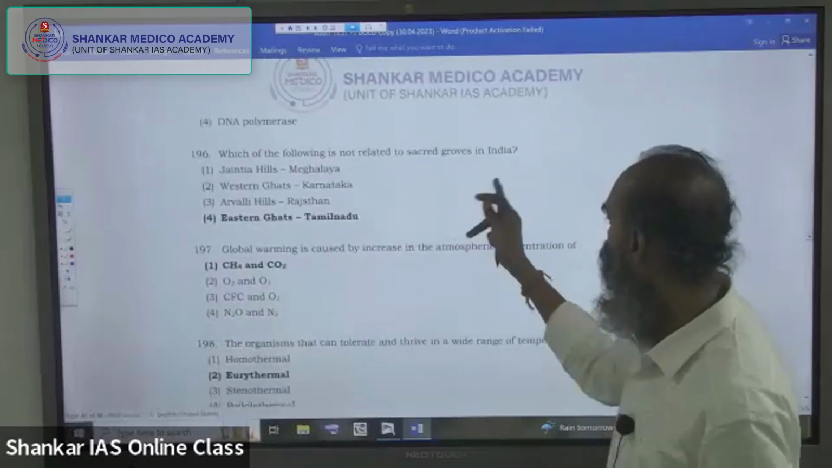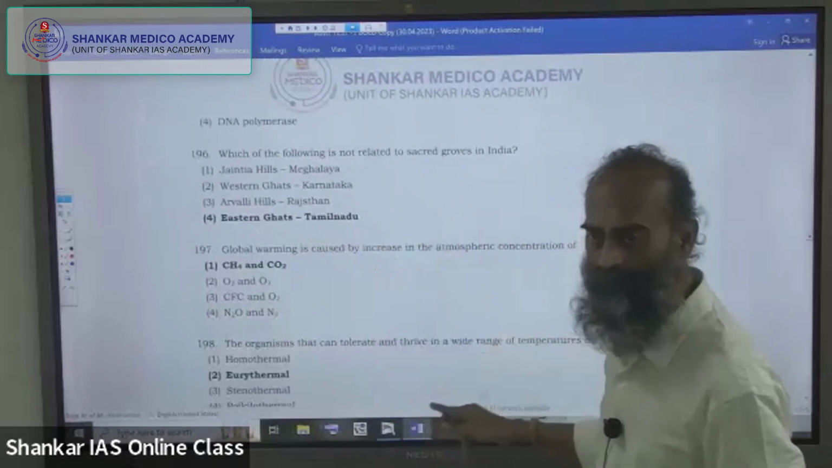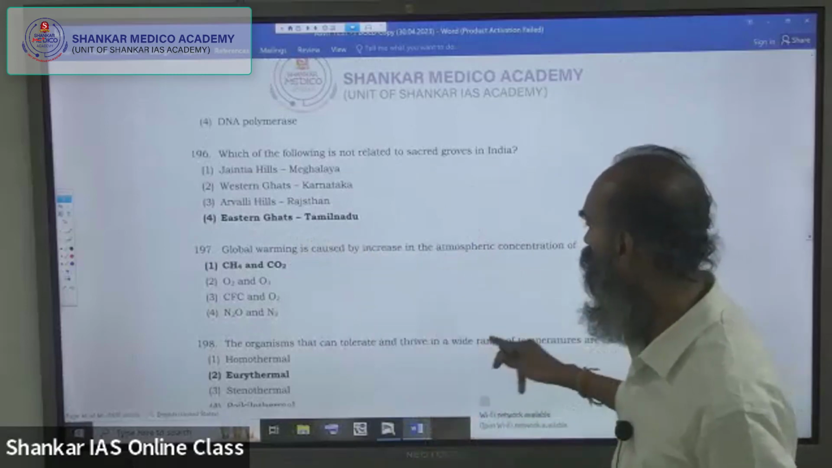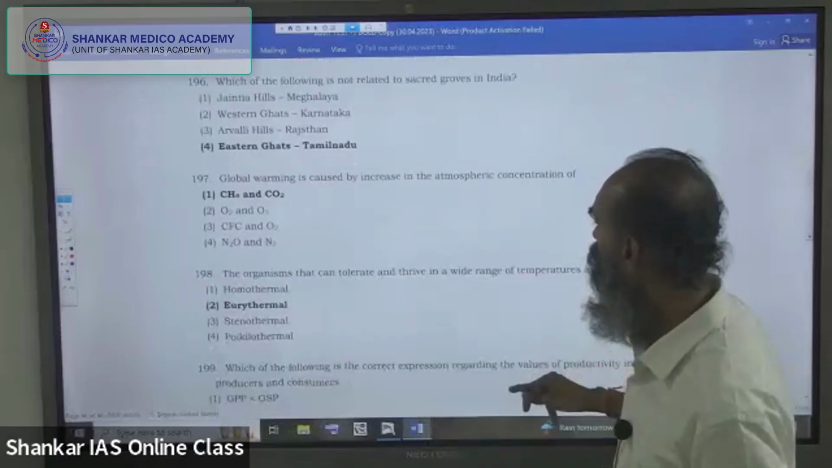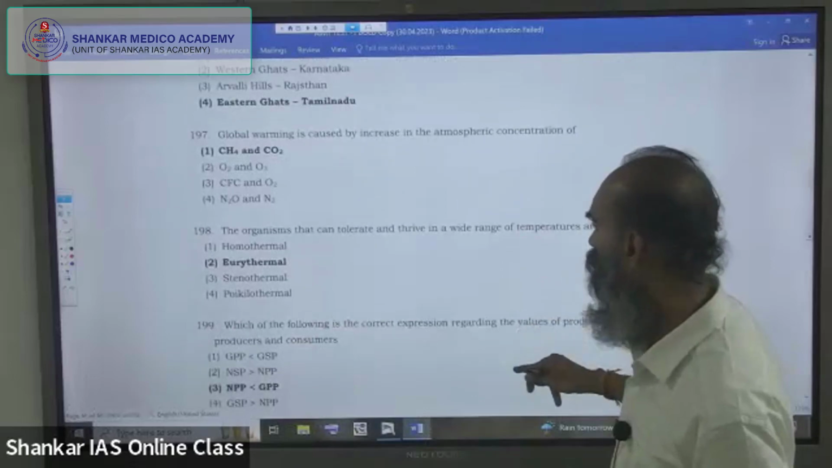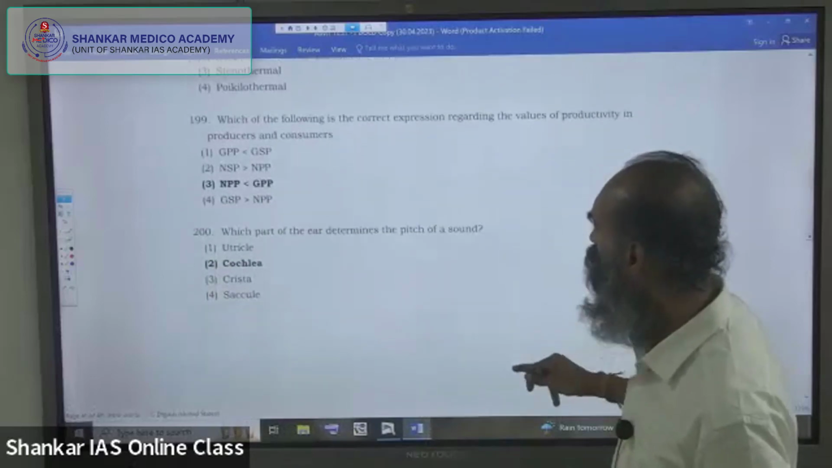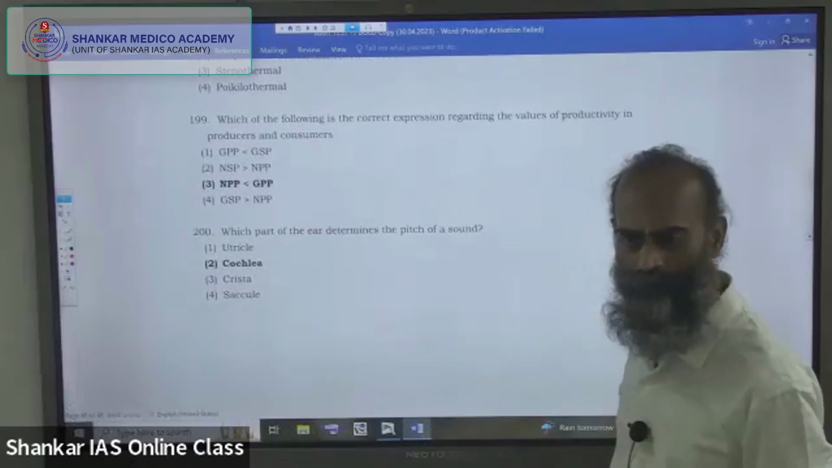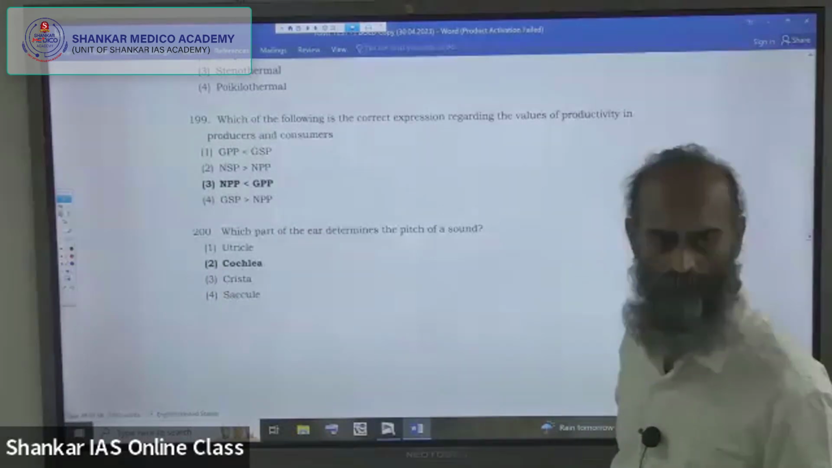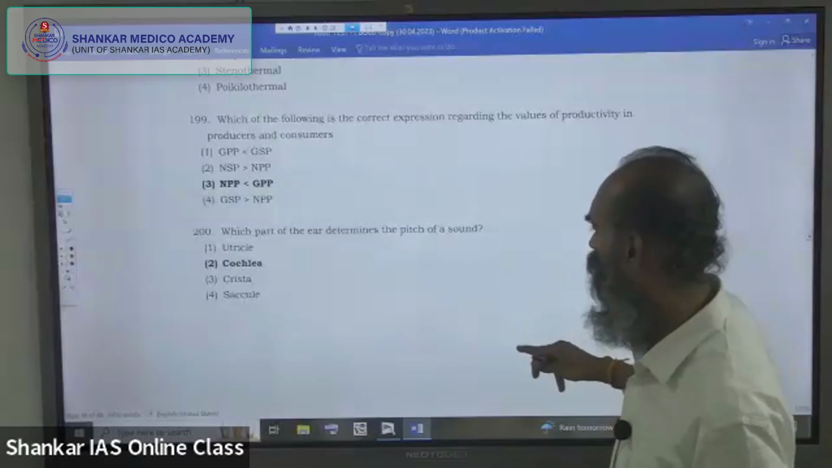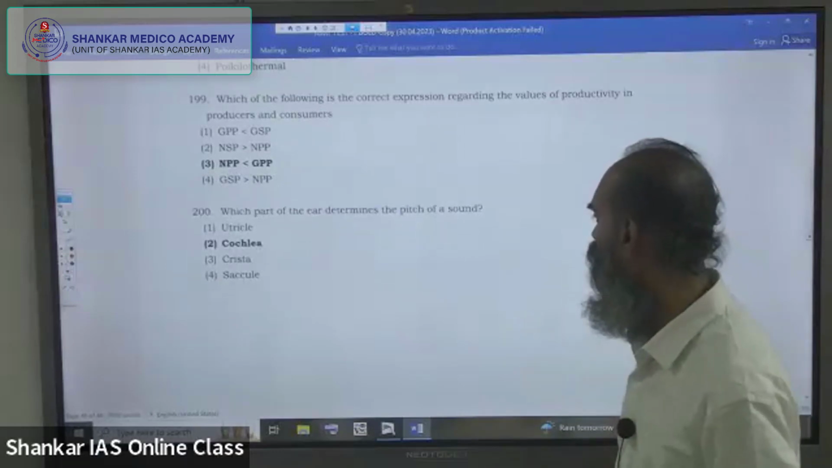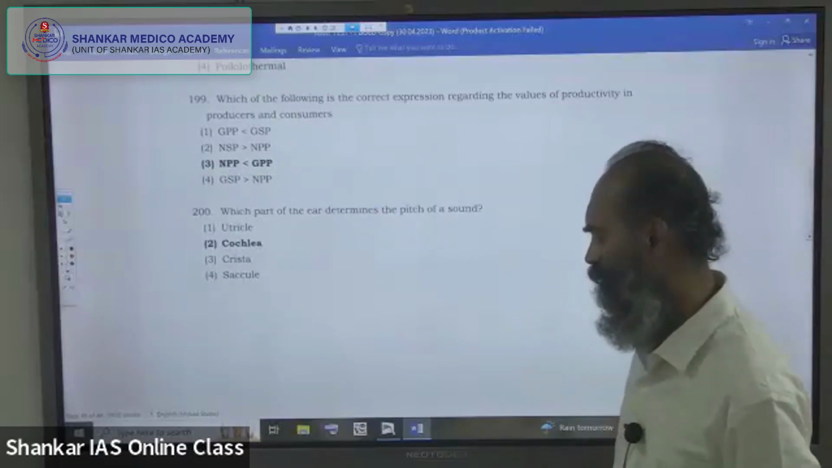Here the sacred groves are not related to the Eastern Ghats, and global warming is because of methane and carbon dioxide. What is NPP? GPP minus respiration. Okay, which part of the ear determines the pitch of a sound?